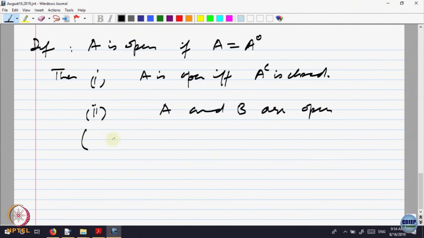Okay. So before that, let us just write: empty set is open. Why is it open? You can look at complement is closed, right? If you want to say what is the interior of empty set, it is itself, right? There is nothing inside. So, interior is equal to itself, whatever way you want to say it is open.